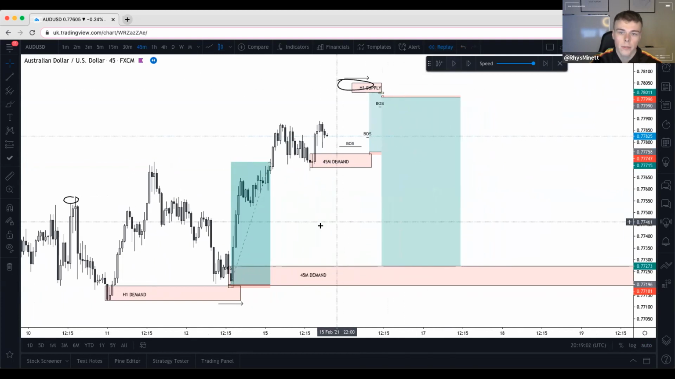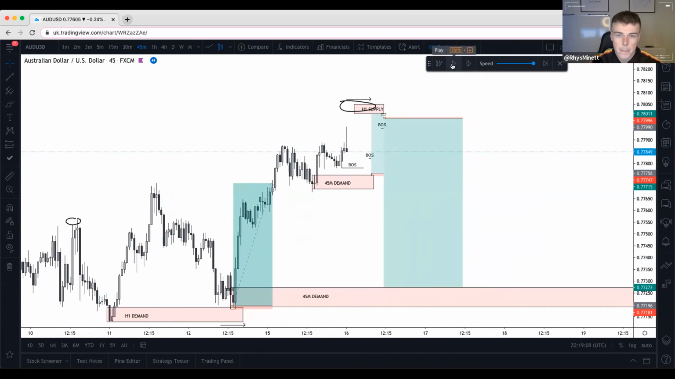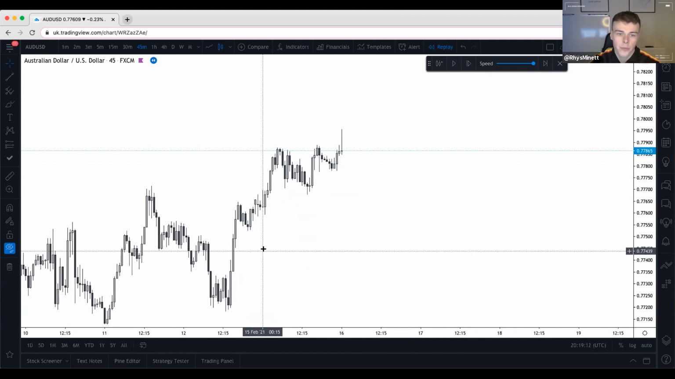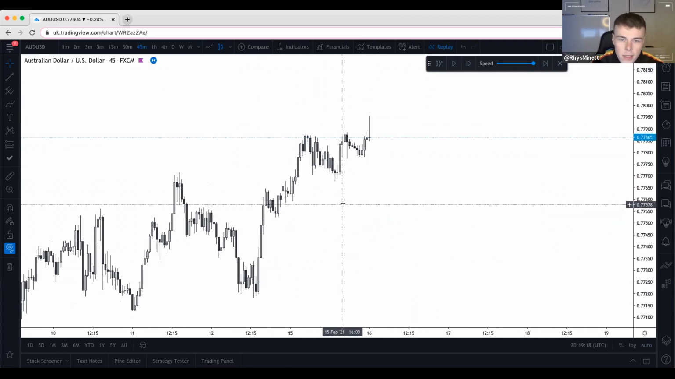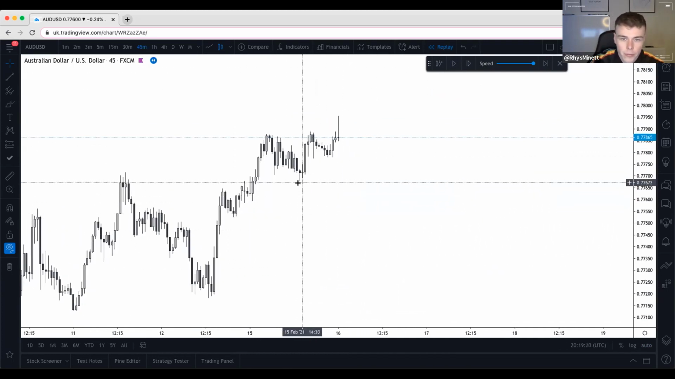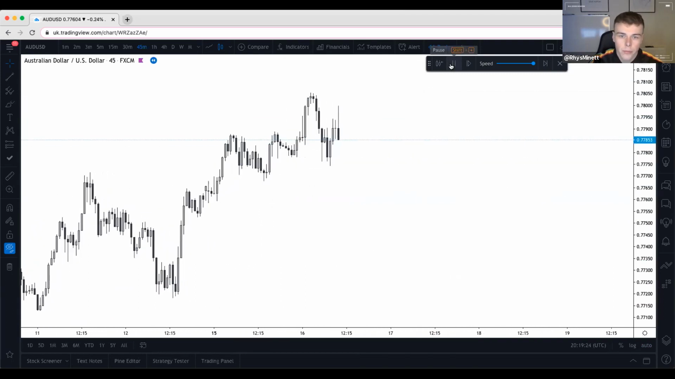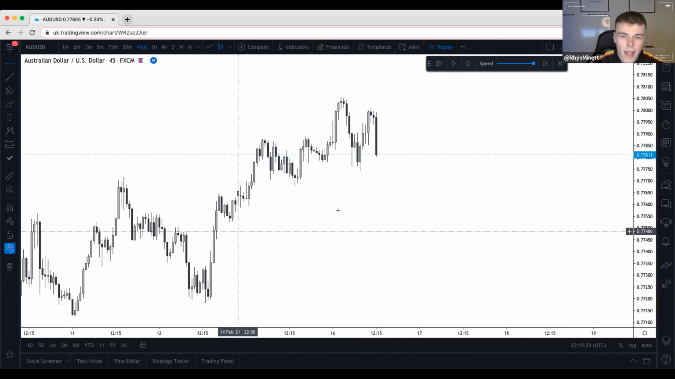Let's look at what we're doing. Ignore all these drawings for now. Cool. There you go, that's a little bit better. So we're following structure: higher low, higher high, higher low. Now let's look at the structure up here. Okay, so this is telling me something now.